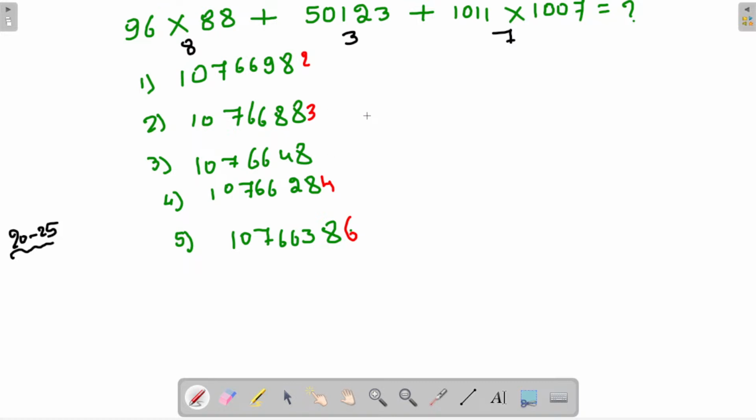I can mark it like that if unit places are like that. But unfortunately, our bad luck, all the unit places are the same. Okay, so now how to solve this question?